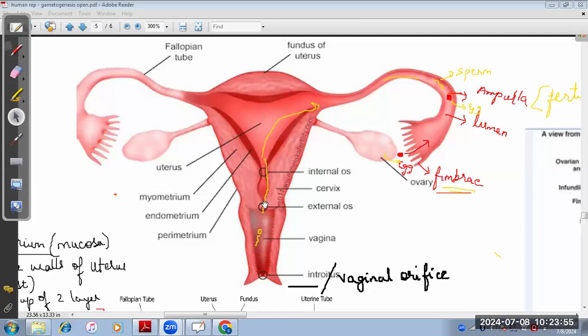Okay, so coming to the structure of the female reproductive system, as I told you, this is the vagina. The vagina leads to the cervix. The cervix will have two regions. One is the internal orifice. An orifice is a small narrowing, a small gap which is present. And then an external orifice. So the vagina will lead to the cervix, and the cervix will lead to the uterus.